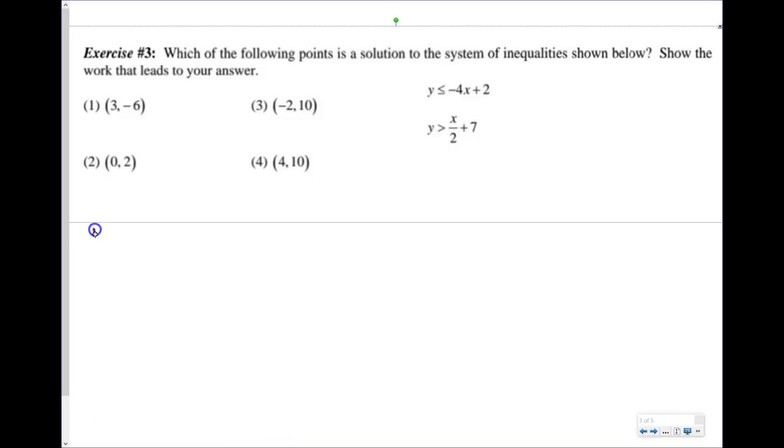Our option is to plug in all of these x, y pairs and see which one works. So I want you to pause the video right now and try that. Plug these pairs into your systems and see which one works. Okay? When you unpause, I'm going to come back and you'll see all of the work that leads up to that. Okay? Pause now, please.